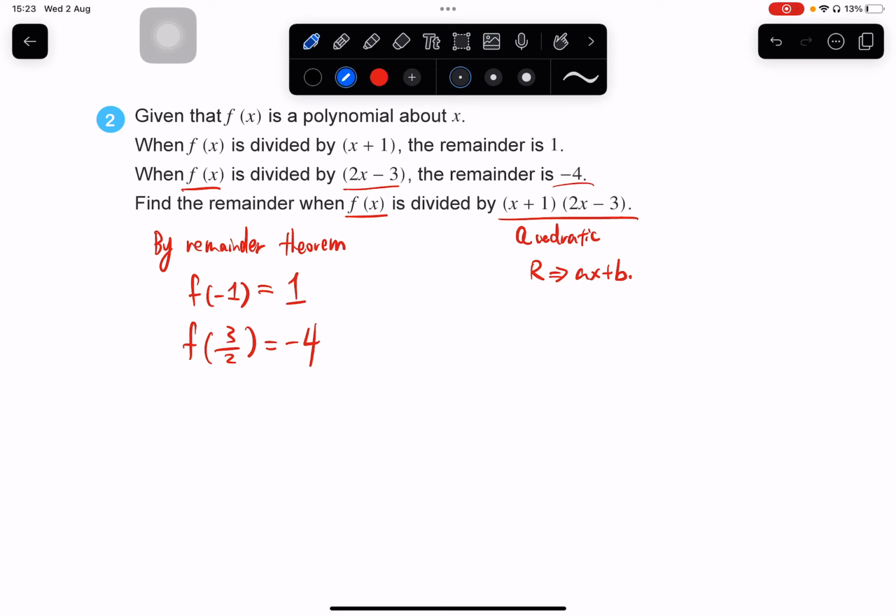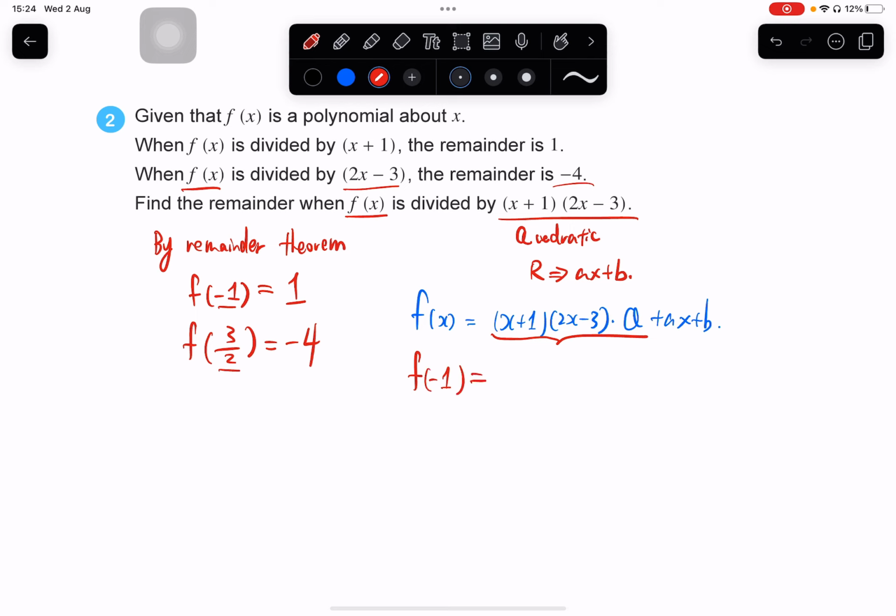Now we can write that f(x) is equal to (x adding 1) times (2x take away 3) times the quotient adding ax adding b, where whenever x is equal to minus 1 or x is equal to 3 halves, this whole thing will be 0. So when I have f(-1), it's going to be equal to 1, right? And that's in the form of ax adding b, which x is minus 1. So we know that's minus a adding b.